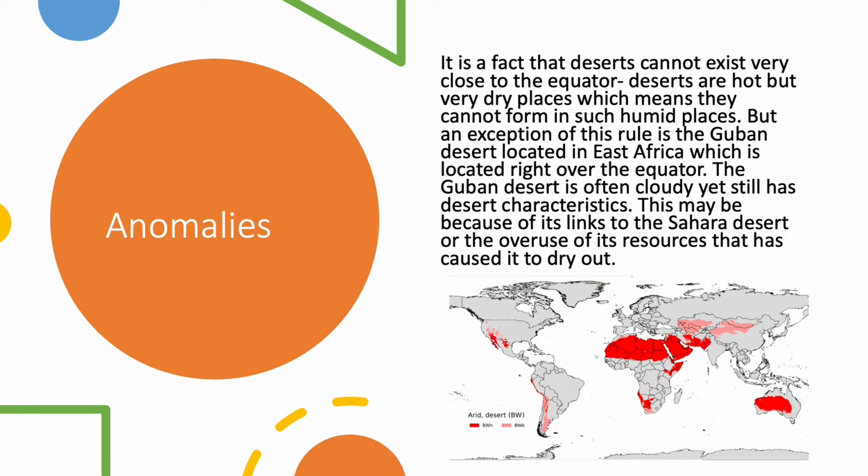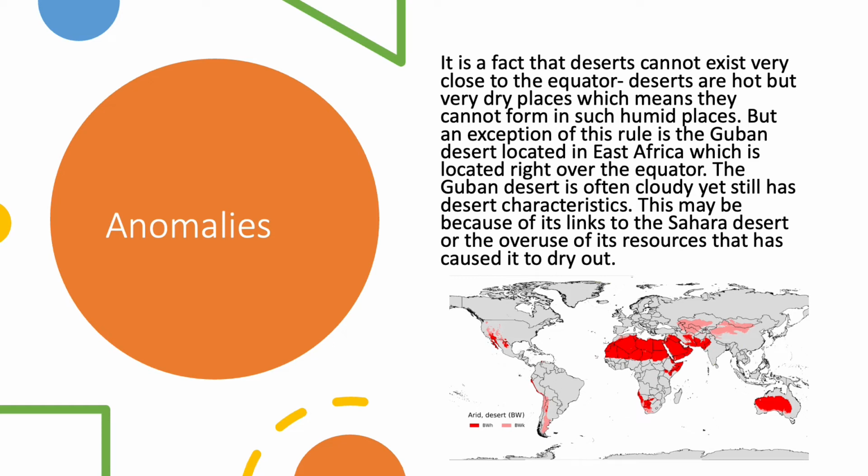It is the fact that deserts cannot exist very close to the equator. Deserts are hot but very dry places, which means they cannot form in such humid areas. But an exception to this rule is the Gubon Desert, located in East Africa, which is right over the equator. The Gubon Desert is often cloudy, yet still has desert characteristics.